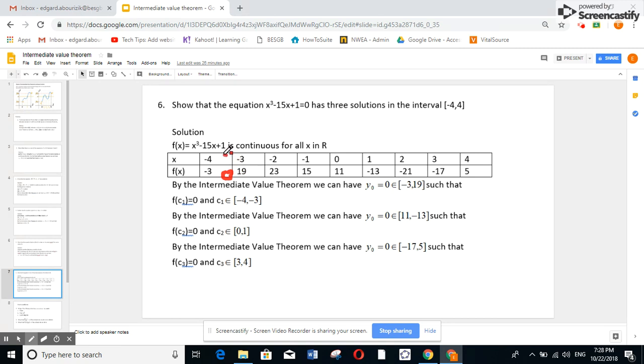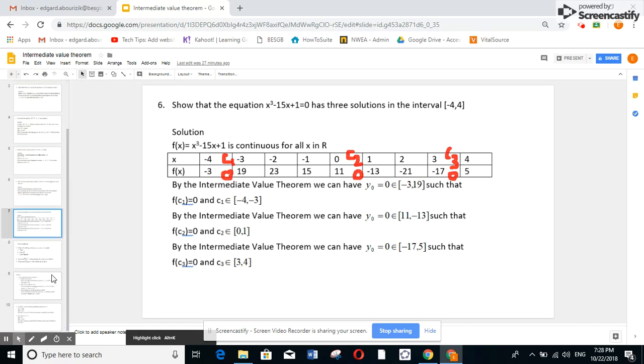So I have a c1 between minus 4 and minus 3 by the intermediate value theorem. Here I have positive negative, so 0 exists in the y here. So I have another c2 between 0 and 1 by the intermediate value theorem. Here I have 0 between minus 17 and 5. So I have another c3. So by the intermediate value theorem, I have 3 points, one between minus 4 and minus 3, another point between 0 and 1, another point between 3 and 4, such that this equation equals 0.